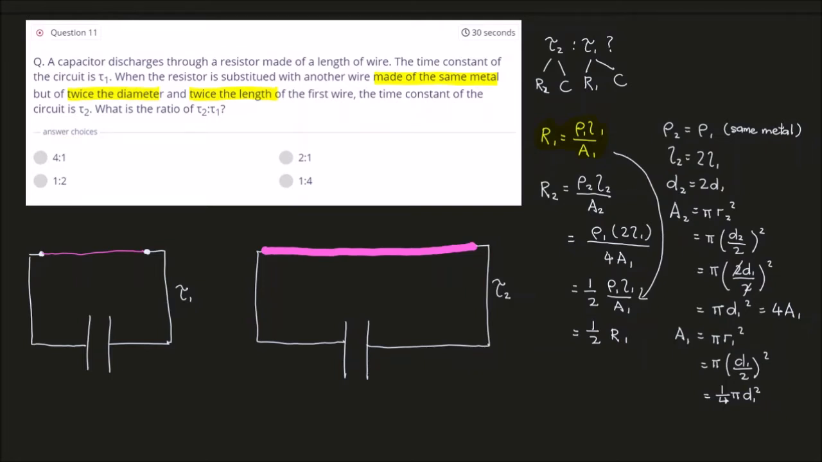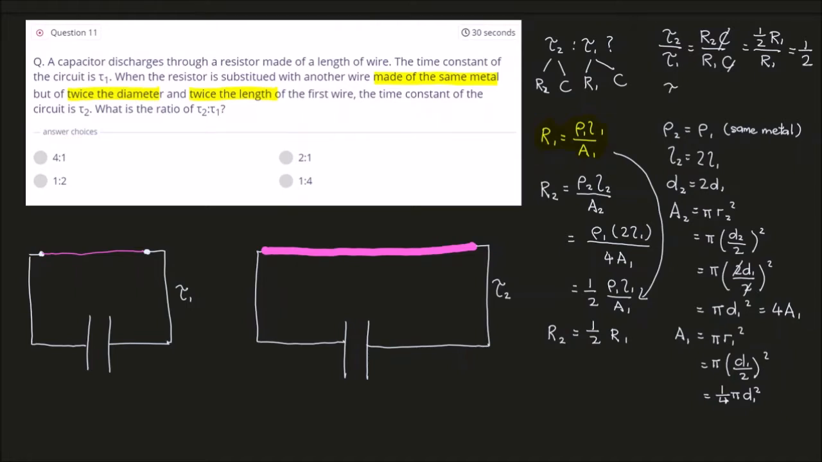Okay, so you have built the relationship that R2 is equal to half of R1. So now how will you find the relationship between tau 2 and tau 1? Well, it's relatively simple. Tau 2 over tau 1 is just equal to R2C divided by R1C. You know that R2 is half of R1, divided by R1, then we cross out the C already, so we are left with half. Okay, so what does it mean?